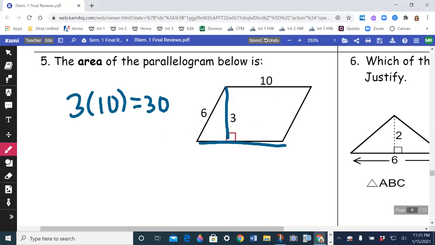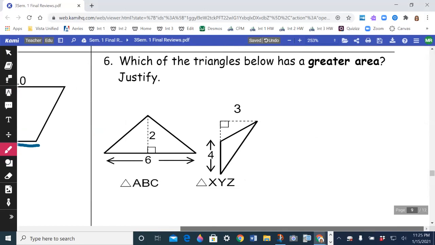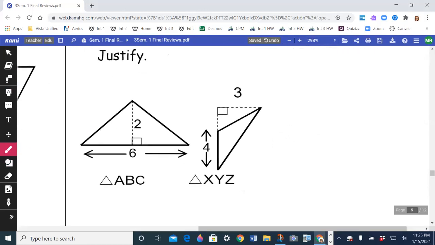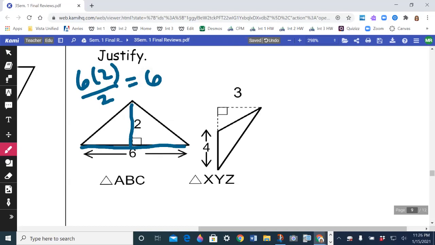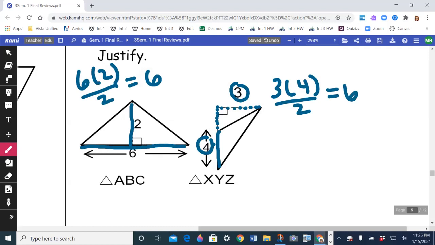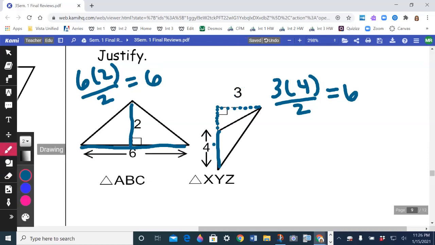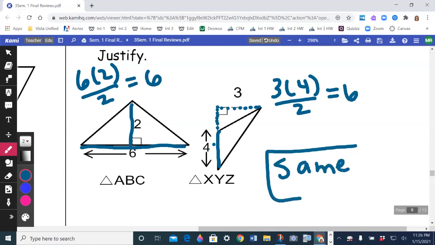On number 6, which of the triangles has the greater area, justify. So on this one, you're going to take the base and height, because they have to be perpendicular. So it's going to be base times height divided by 2. So the area of this is going to be 6. Now for this one, this is the base 4. And if I was to continue out and go perpendicular, 3 is going to be the height, 4 is going to be the base. So it's going to be 3 times 4 divided by 2 is 6. So in this case, both of these ended up being the same. Same area.